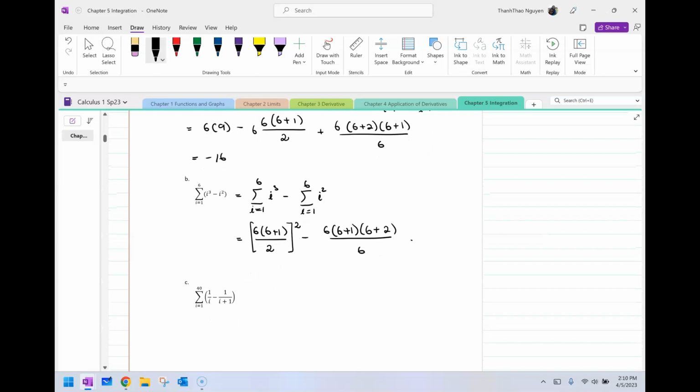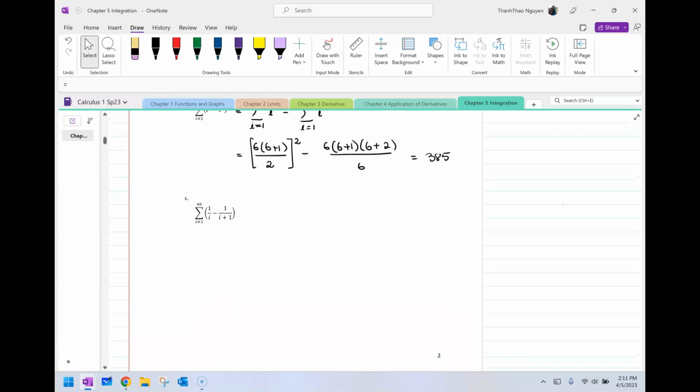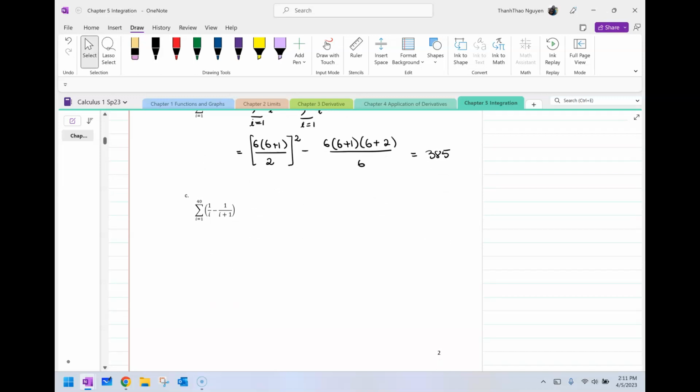So let's go ahead and simplify this. We will get 385. In the next term, let's see if we can write out the first couple of terms and see what happens. When i equals 1, I'm looking at 1 over 1 minus 1 over 2. When i equals 2, I'm looking at plus 1 over 2 minus 1 over 3. When i equals 3, I'm looking at 1 over 3, and so on and so forth.